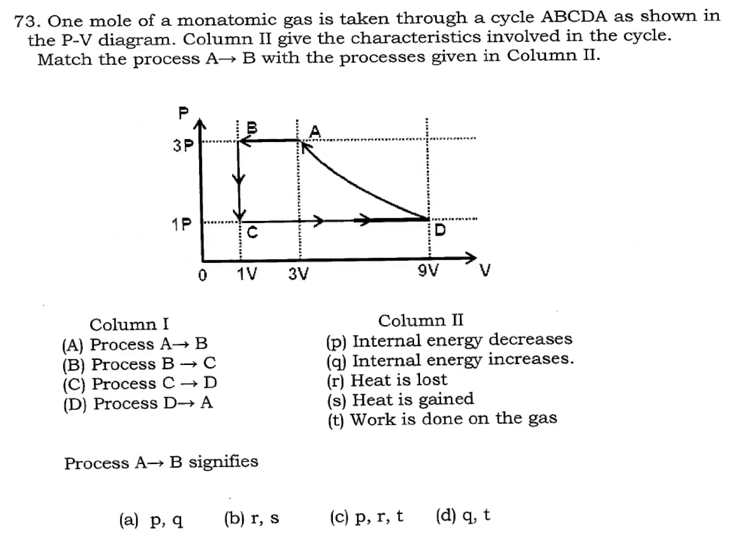1 mole of a monoatomic gas is taken through a cycle ABCDA as shown in the PV diagram in column 2. Give the characteristics involved in the cycle. Match the process A to B with the processes given in column 2. Process A, B only we have to calculate.